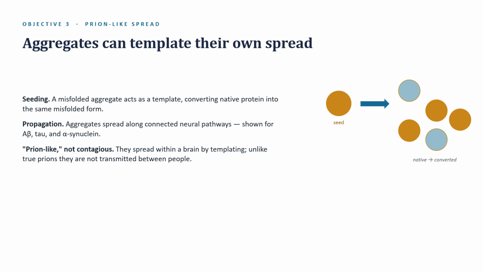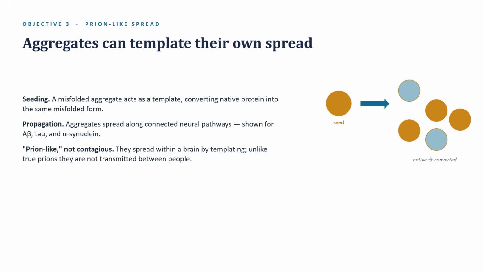Now, here's the concept that ties these diseases to prions. These aggregates don't just sit there. They can template their own spread. A misfolded aggregate acts as a seed that converts nearby normal protein into the same misfolded shape, and the pathology then advances along connected neural pathways. This has been shown experimentally for amyloid beta, tau, and alpha-synuclein. Because this looks so much like what prions do, we call it prion-like.